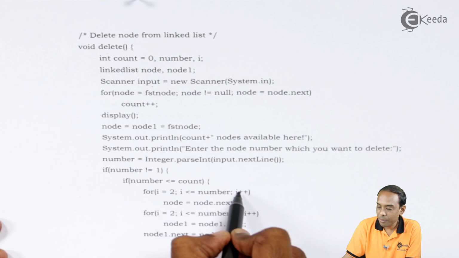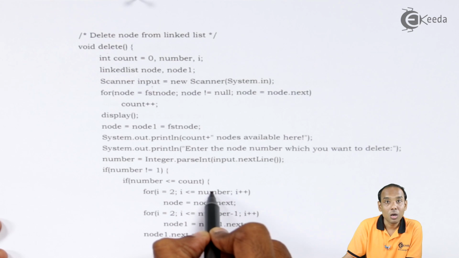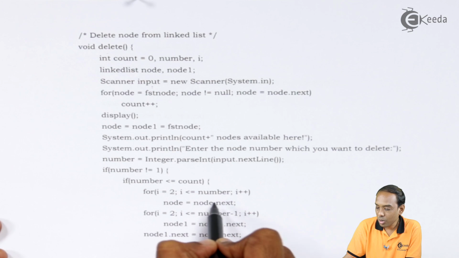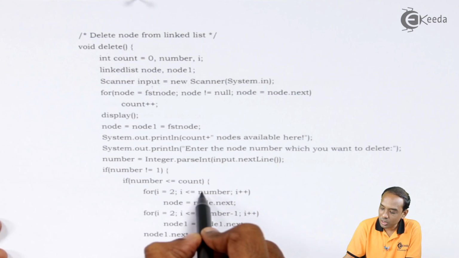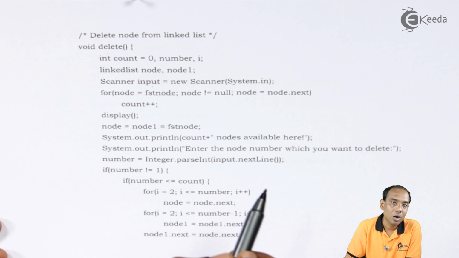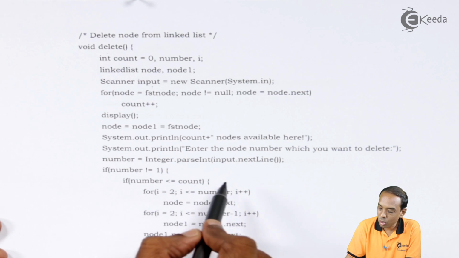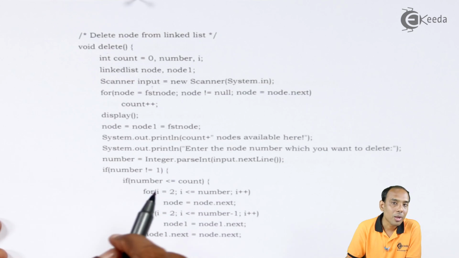Then I increment the value of i and check the condition if i is less than or equal to number. Again true, then I will move node dot next equal to node. There will be some point where this condition won't hold true, when i is greater than number. In that case, this condition won't hold true. So I've shifted node dot next to node.